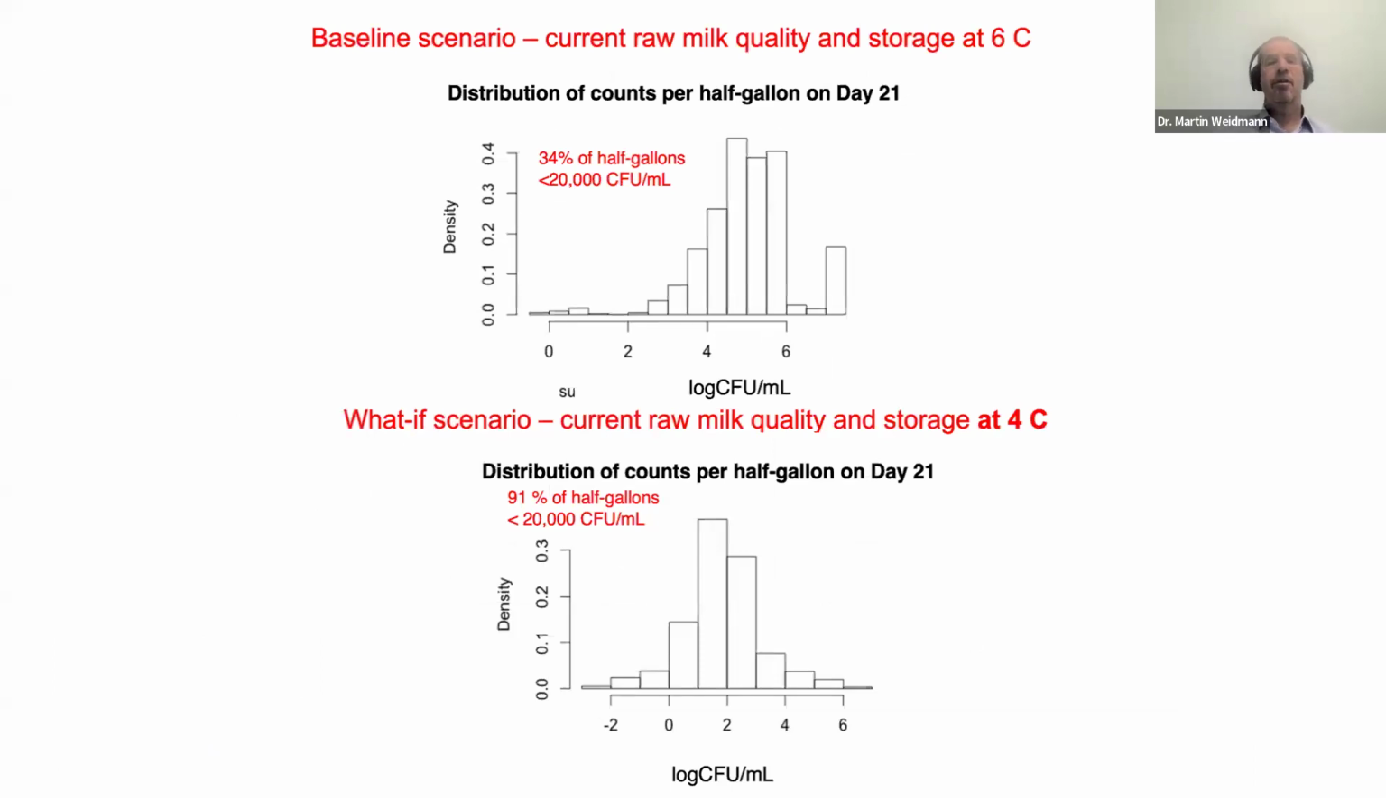One simple scenario might be to say, what happens if we keep milk at a lower temperature? So here we might have a scenario on top. What if the milk is stored at 6 degrees centigrade, which is about 45 degrees Fahrenheit? Or what if we store the milk at a lower temperature, 40 degrees Fahrenheit? And we can see that at 40 degrees Fahrenheit, 90%, so the vast majority of half gallons, have very low levels at day 21. But at 6 degrees, there's a higher proportion, which makes sense. The warmer the temperature, the more milk spoils.